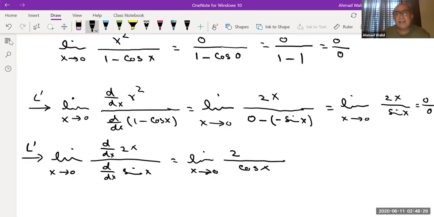Now, plug in the number. You see, as soon as you plug in the number, you have in the numerator 2. It means you are out of the indeterminate form of limit because you got in the numerator 2, correct? And if you plug in 0 here, it gives you 2 over cosine of 0, which is 1. It means your limit is how much? 2, correct?